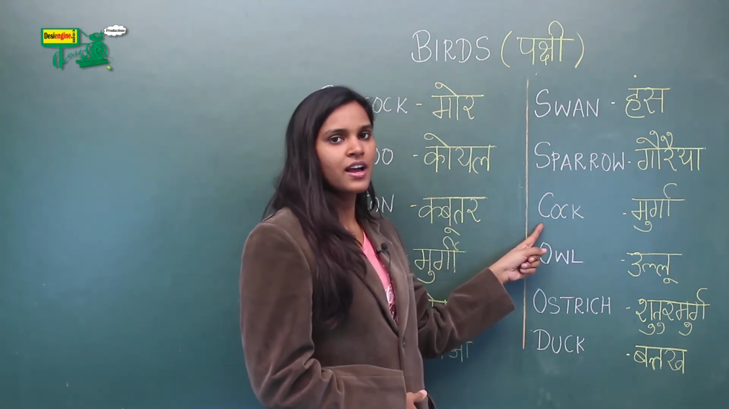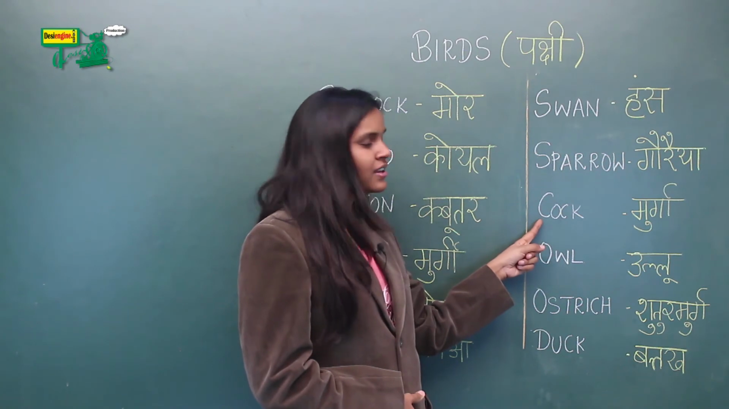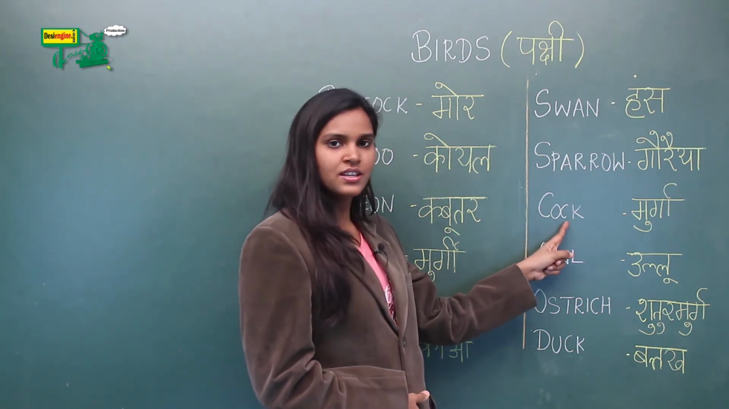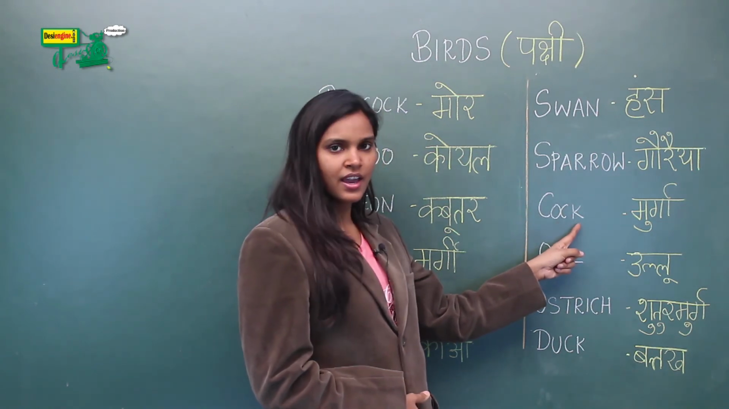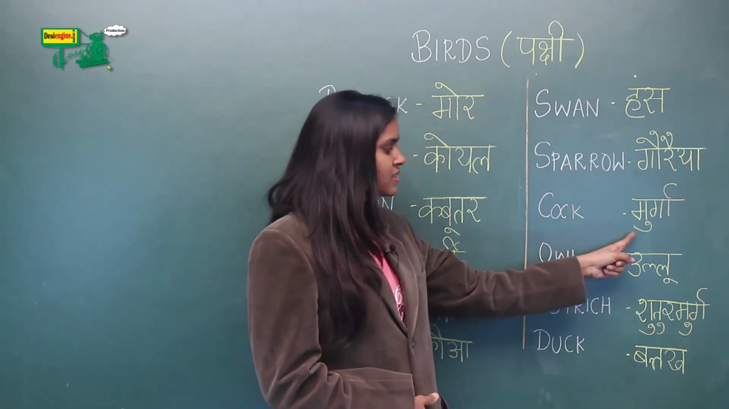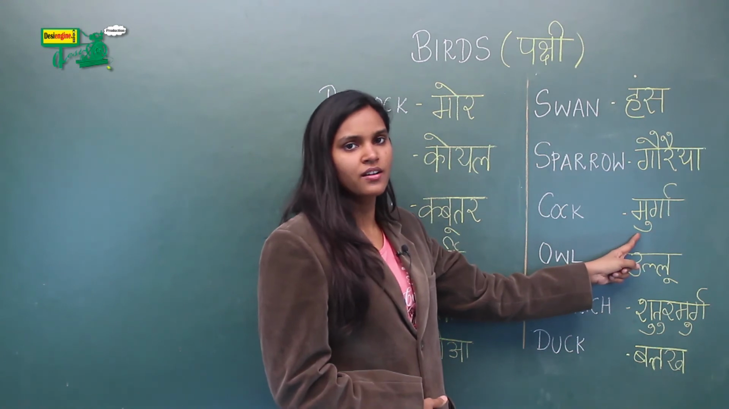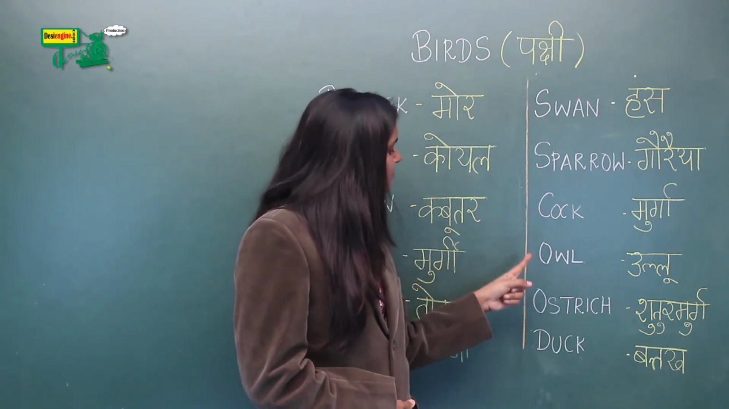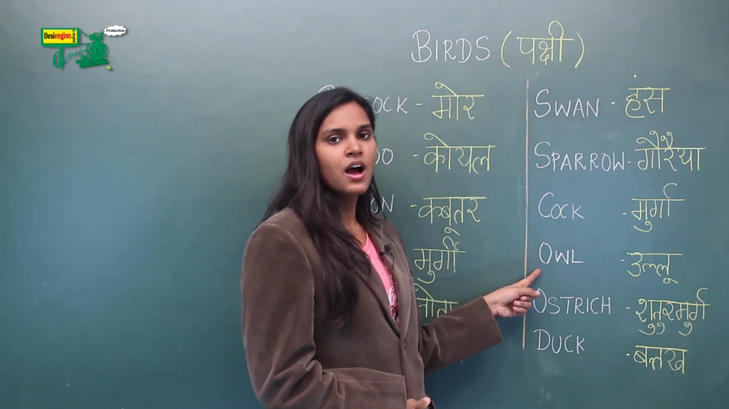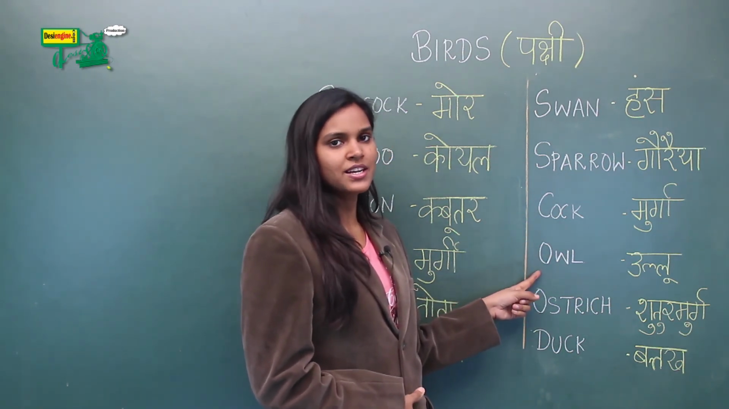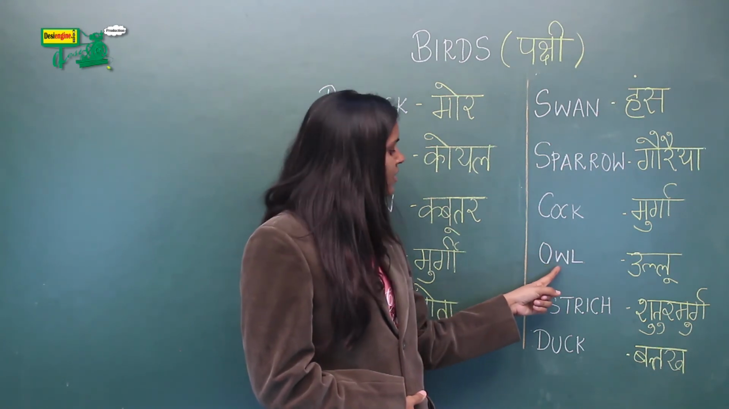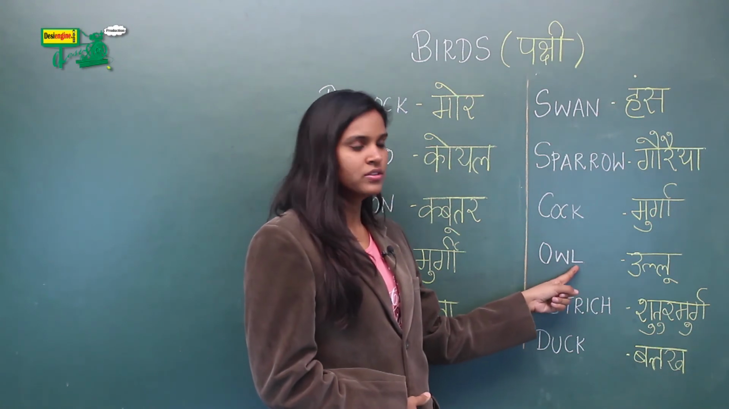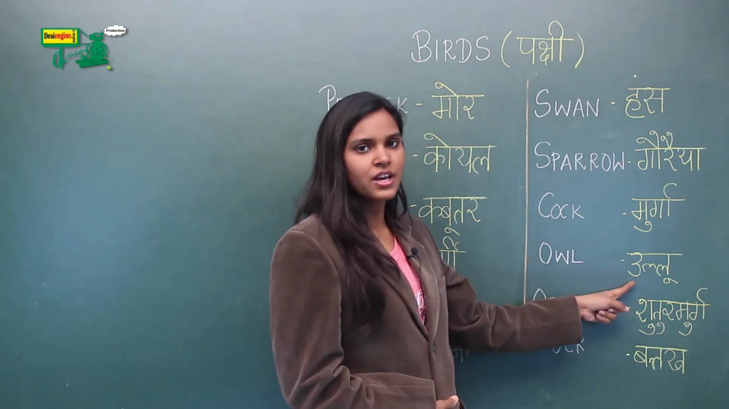Cock. And it is spelled as C O C K. Cock. इसका मतलब होता है मुर्गा. Repeat after me. Cock. The next bird is owl and it is spelled as O W L. Owl. इसका मतलब होता है उल्लू.